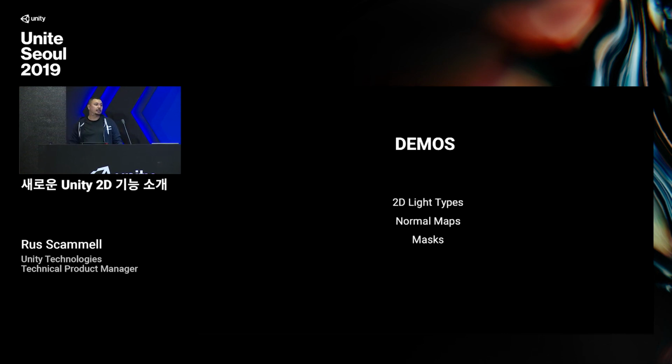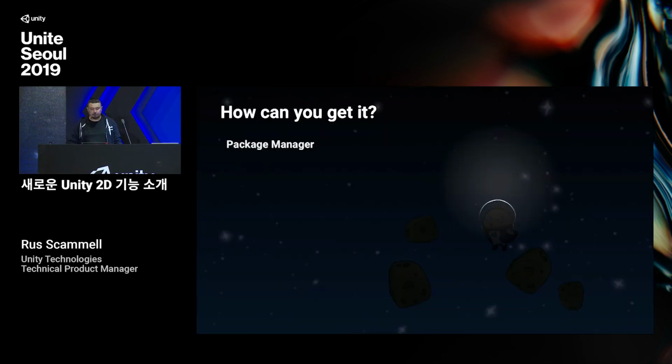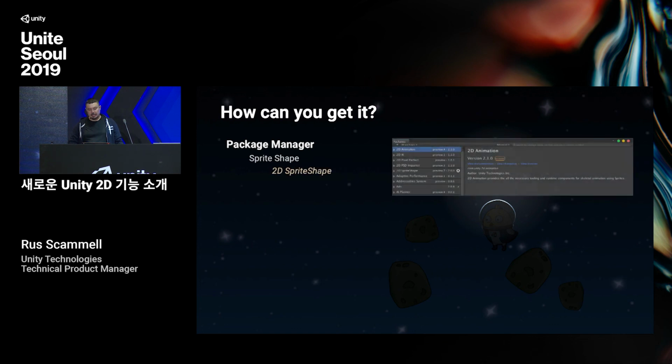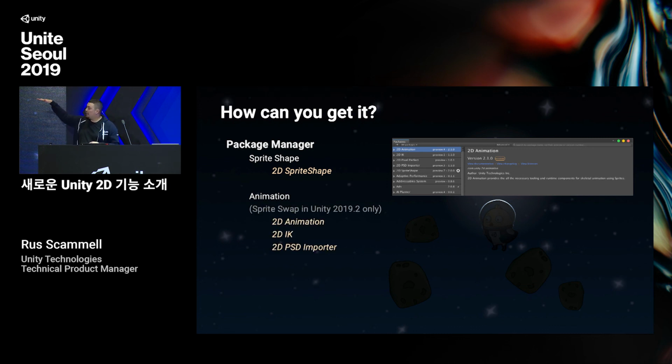So how do you get your hands on all of this? It's important to keep in mind, I repeat one more time, Package Manager, right? So if you're not using Package Manager, you need to get it. It's in your Window drop-down under Package Manager. And just to show you, all of the 2D features, except for lights, are at the top. So 2D Animation, 2D IK, 2D PSD Importer, and 2D Sprite Shape. So if you wanted to do the stuff that had to do with Sprite Shape, you want to get the 2D Sprite Shape package. The animation stuff is 2D Animation, 2D IK, and 2D PSD Importer.